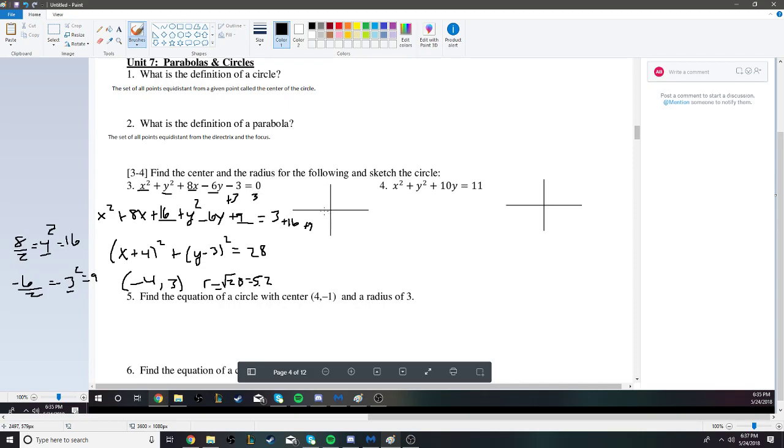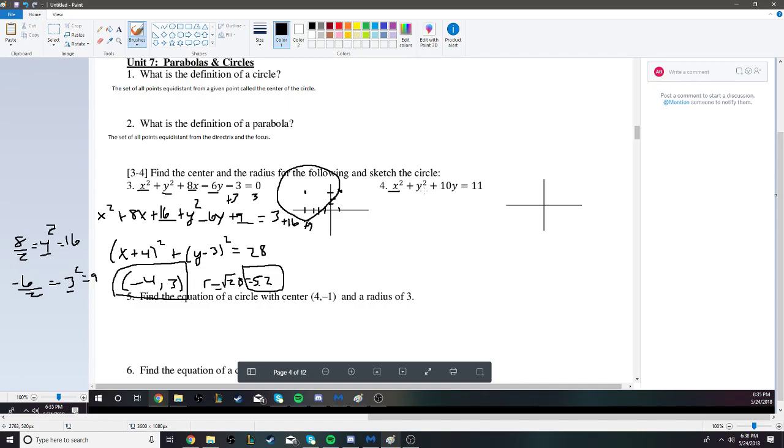So therefore, our center of the circle is at negative 4, comma 3. And we need to make sure our radius is 5, so we go 1, 2, 3, 4, 5 in every direction. And so the circle would pretty much go around kind of like that. It needs to be a little bigger. Kind of like that. So here's our center. Here's our radius. There's our sketch.